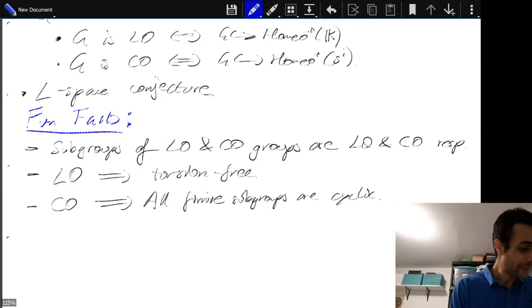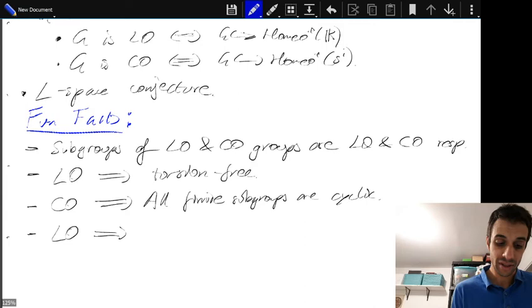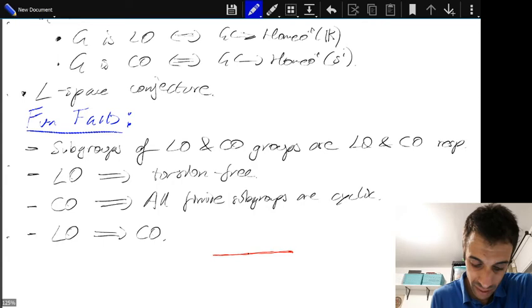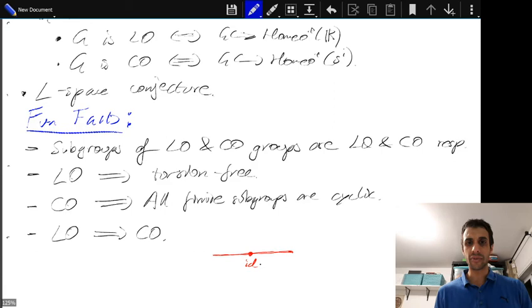Here's another fun fact: if you're left orderable, then you're circularly orderable. And here's why. Let's draw those pictures. Here's your left orderable group. It looks like a line. Let's say that's where the identity is. There's your left orderable group. Here's your left orderable group as a circularly orderable group.